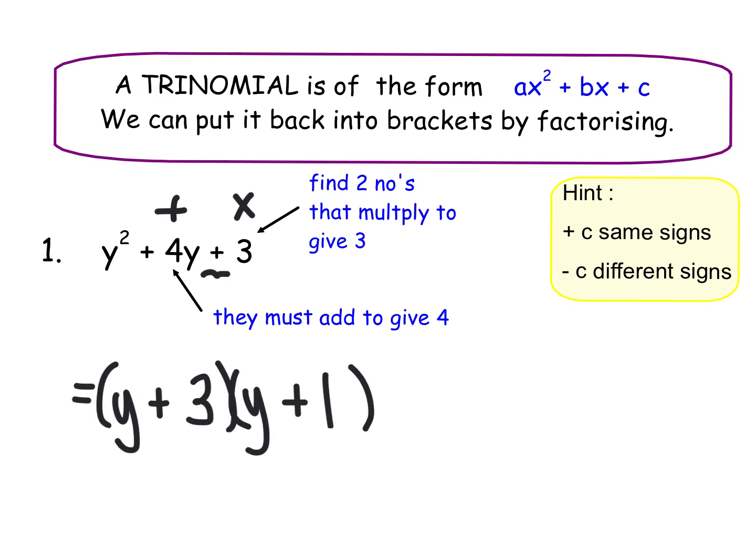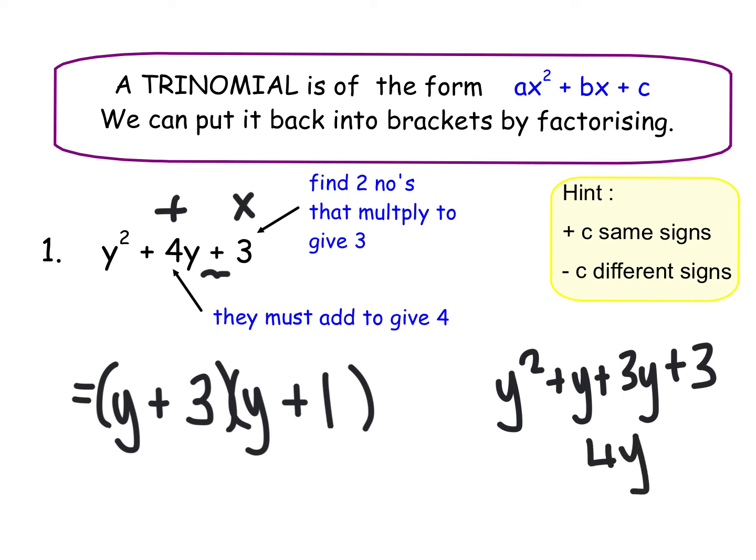Now, with all factorising, you can check your answer. You can multiply it back out and check you've got the right thing. So just a quick check, that would give you y squared plus y plus 3y plus 3. The middle bit would give you 4y. Bob's your uncle, I've got the right answer. That can be done at the side or mentally in your head. It's not necessary, but if you're in an exam and you've got a couple of minutes, please multiply it out. This for some people is the easiest 2 marks you can get.